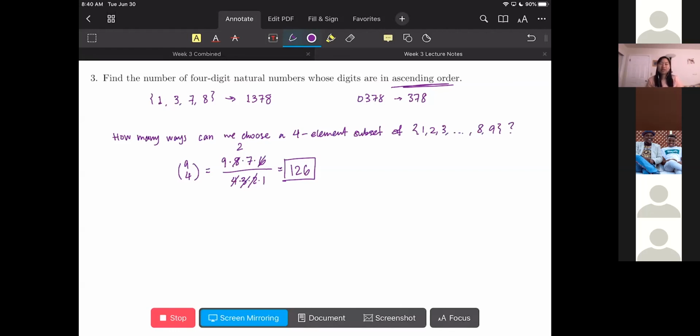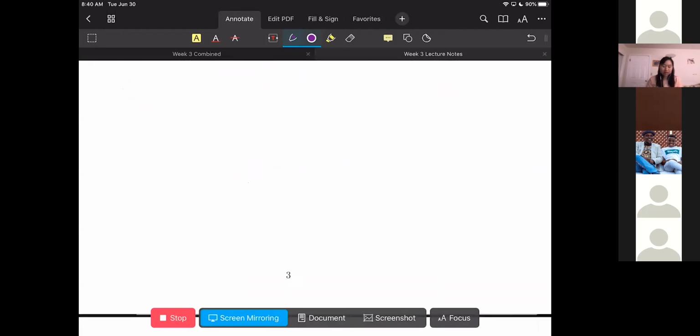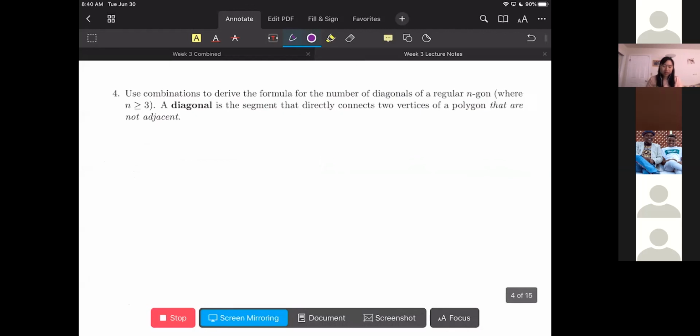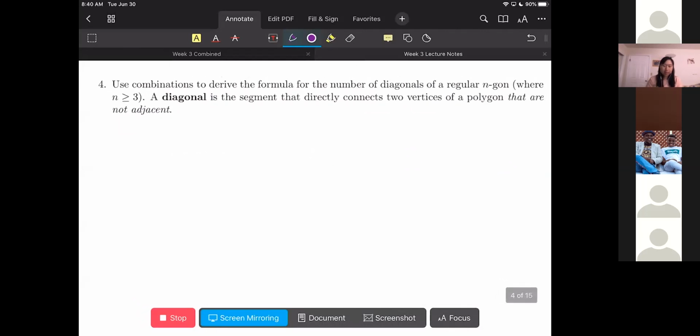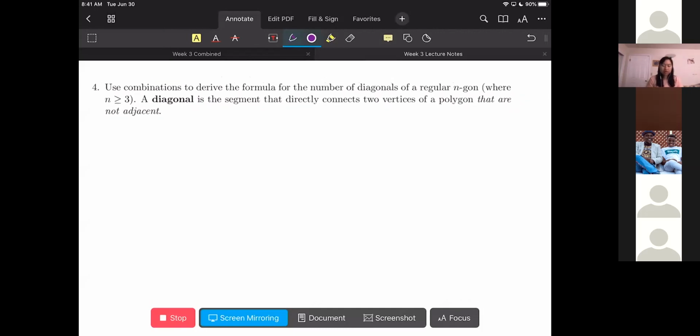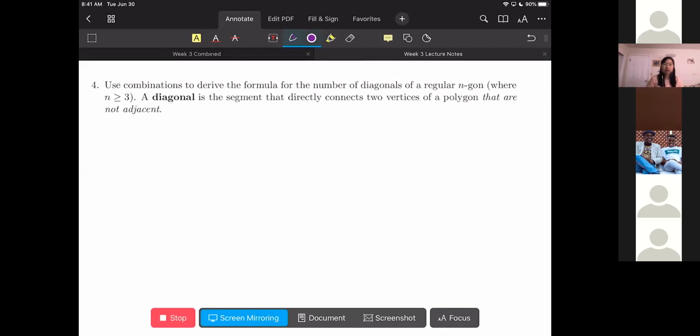So we'll do more examples to kind of build this muscle. And I'll try to do a variety of different ones. So here's another one. We'll see if we can derive the formula for the number of diagonals of a regular n-gon, where n is greater than or equal to 3.